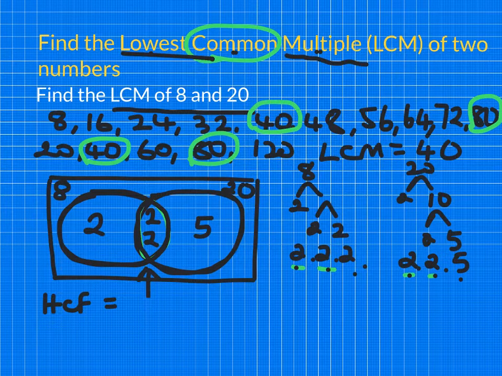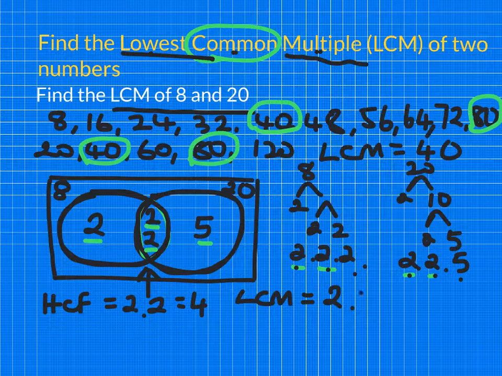In other words, these are the highest numbers that are in both sets of numbers, and so 2 times 2 is 4. However, we can now work out the lowest common multiple, and that's found by multiplying together all of the numbers in our diagram. So we're going to do 2 times 2 times 2 times 5, because any repeated number has only been included once. So the lowest common multiple is 2 times 2 times 2 times 5, and we work this out: 2 times 2 is 4, 4 times 2 is 8, 8 times 5 is 40.